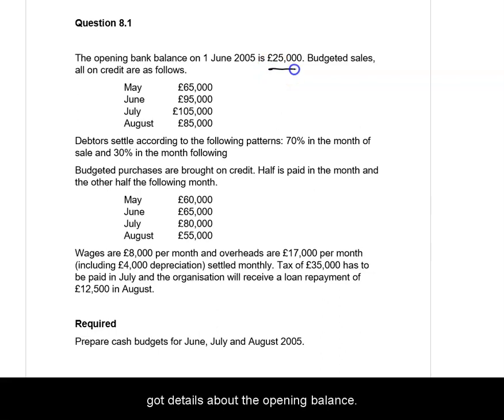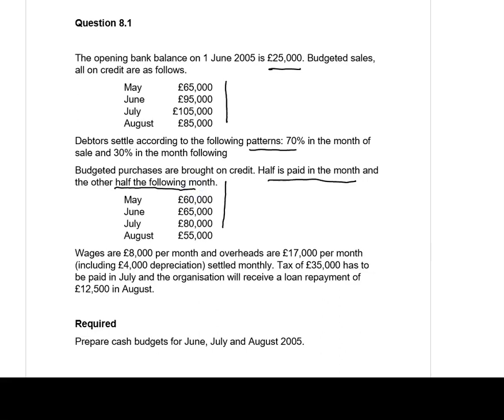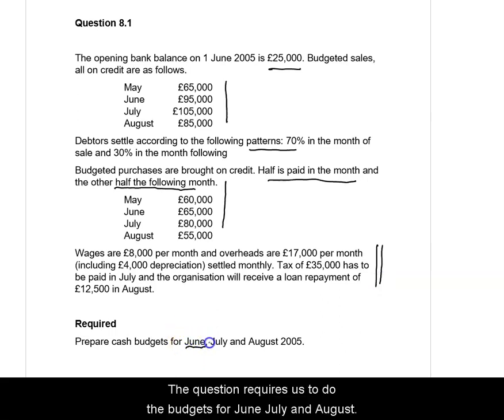We've got details about the opening balance, information about sales, and the customer's patterns of paying for their goods. Then we've got information about our purchases, of which we pay half in the current month, and the other half in the following month. And then some details about other costs and income that come in during the period. We've been asked to do the budgets for June, July and August.